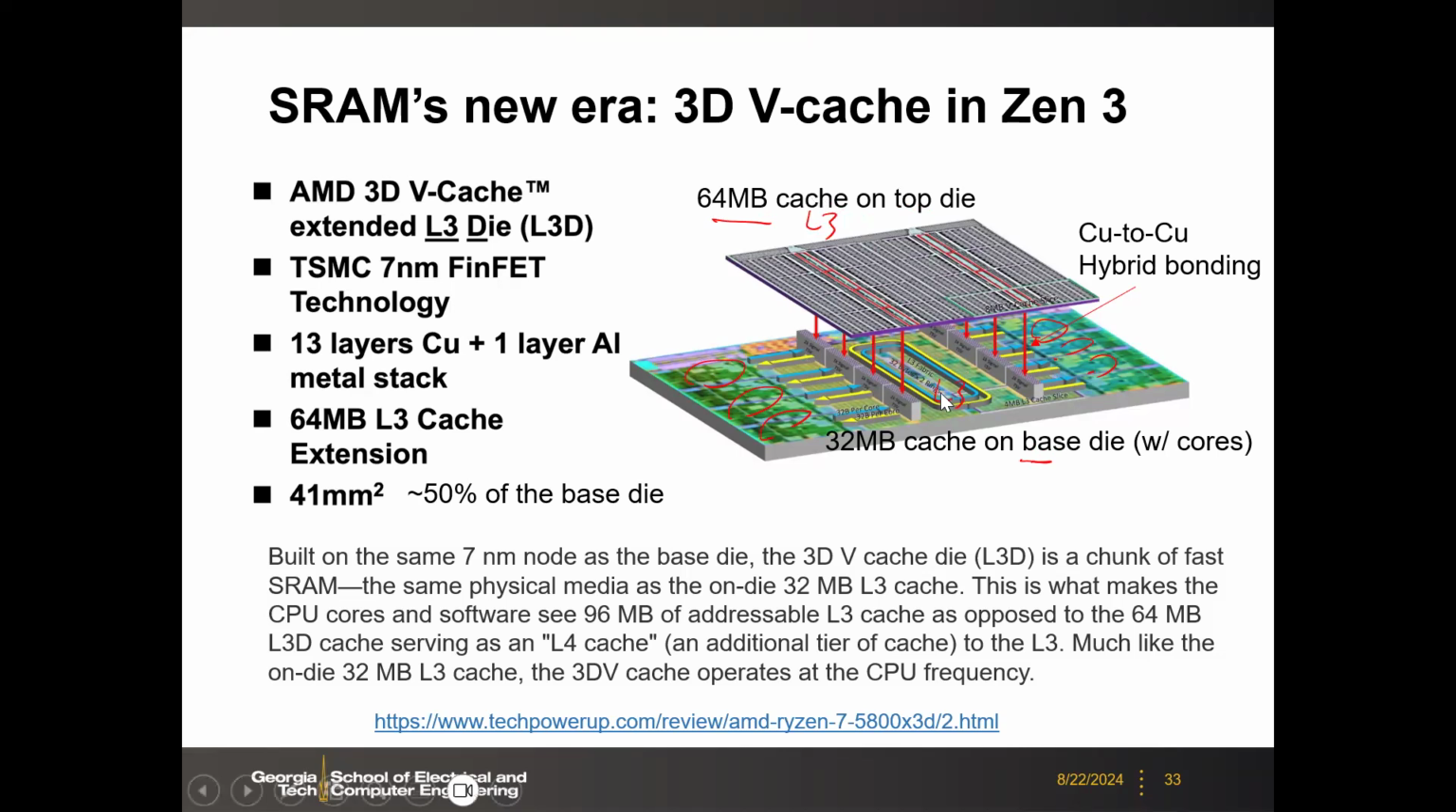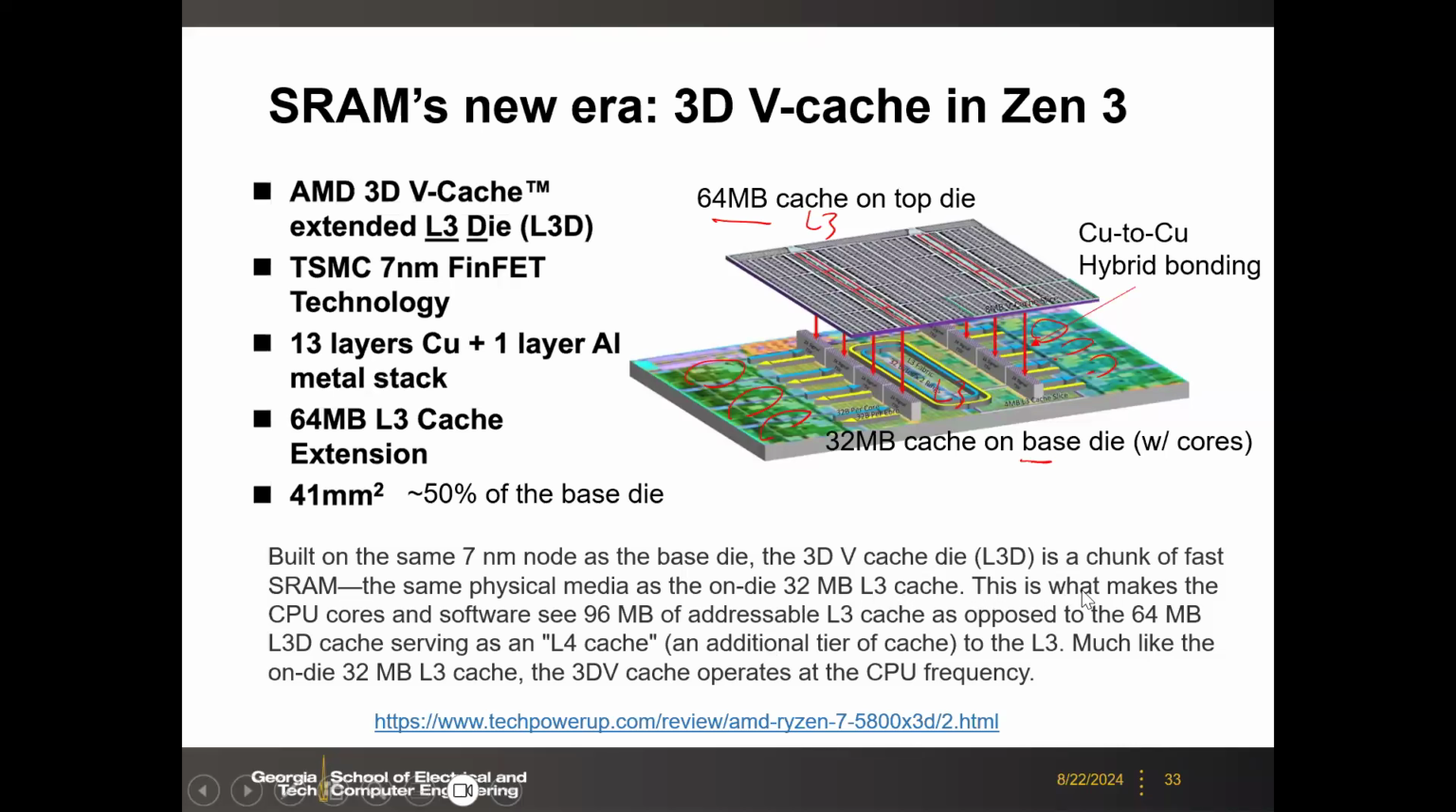on the top die. And then they stack them using the bonding process. So you have two dies and then bond them together. Both dies are fabricated in TSMC 7 nanometer, and TSMC did the bonding for AMD. So in total, you will see a huge 96 megabytes. You can read this paragraph. Built on the same 7 nanometer process, the extended 3D V-Cache die is sitting on top of the base die, which has 32 megabytes of L3 cache.